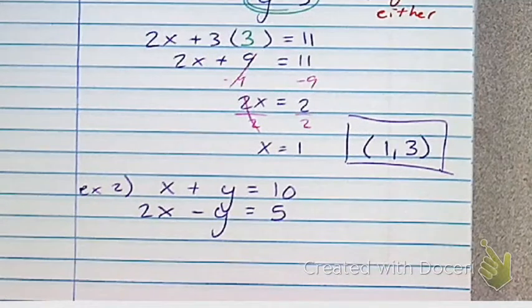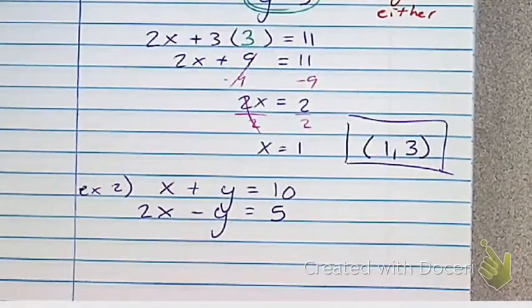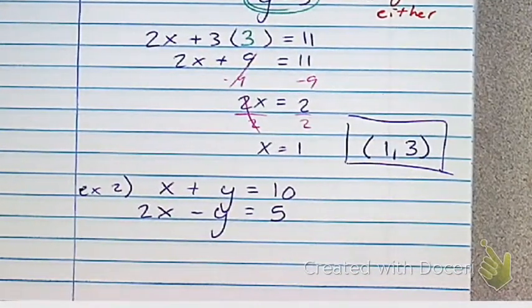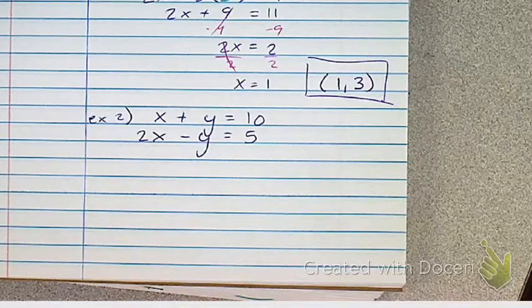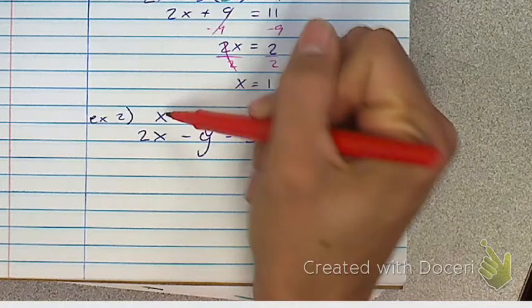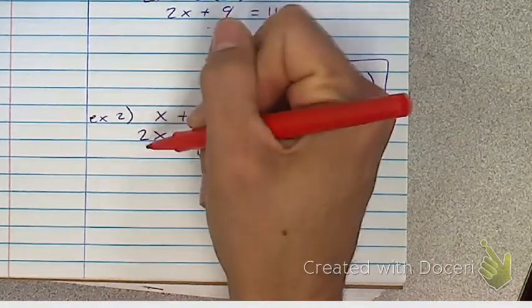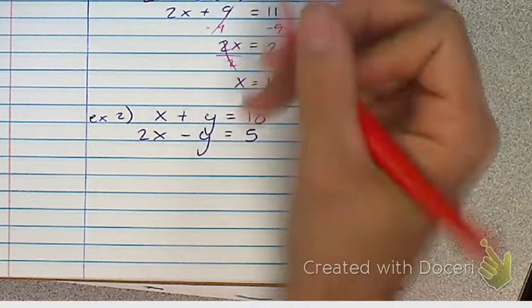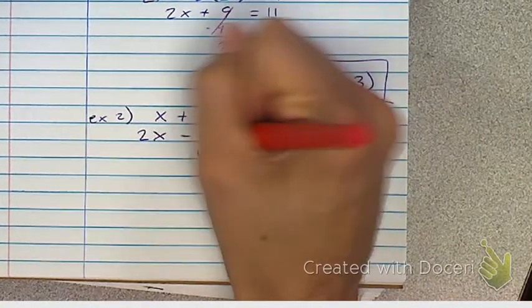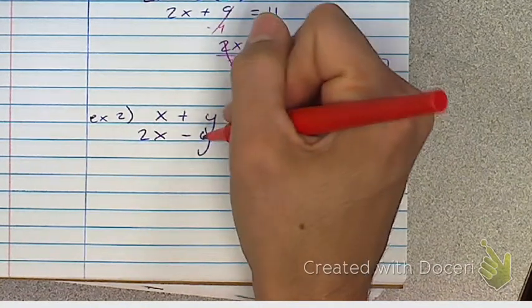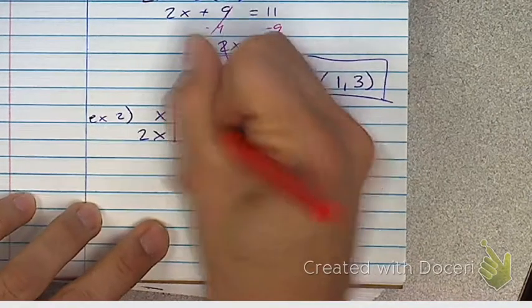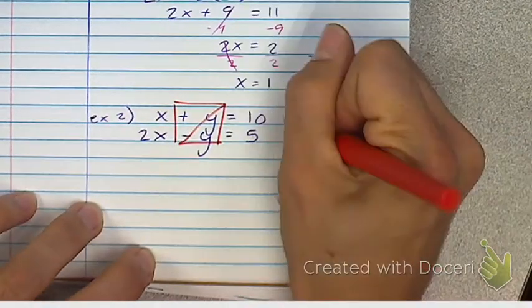Go ahead and do this one yourself. x plus y equals 10, and 2x minus y equals 5. First thing, find opposites. x and x, same letter, but it's a 1 and a 2, which means it's not opposite. Positive y, negative y, same number, same letter, opposite signs. Those are my opposites. They cancel out. I add the rest down.